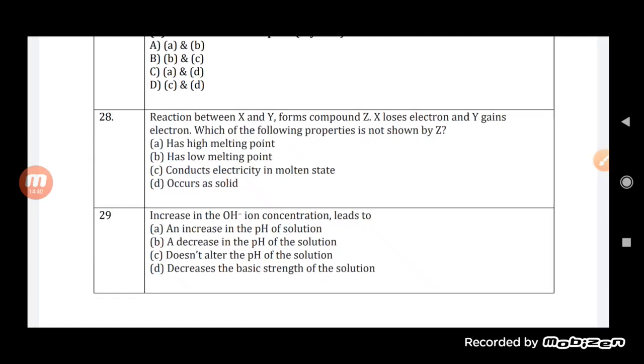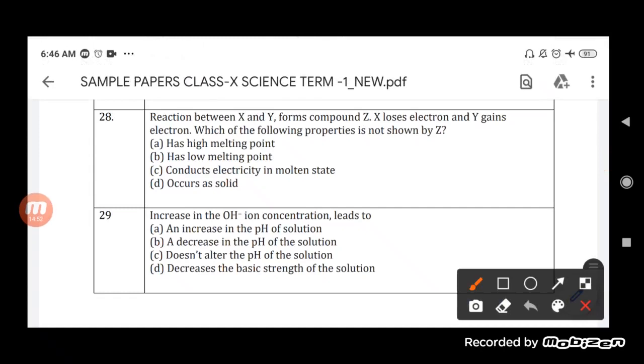When they are mixed into the water or into the liquid, in the molten state, they conduct electricity. So here the option in which the property is not shown by the Z is the second one, that it has the low melting point. Ionic compounds show a high melting point, not a low melting point.